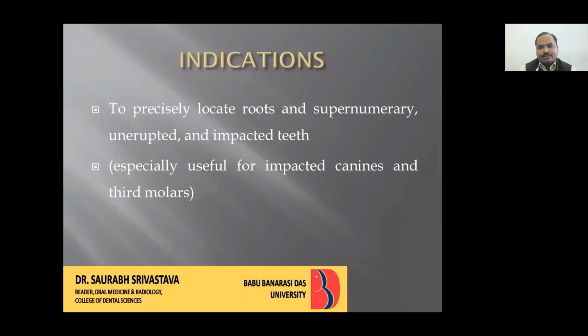Now the indications. First, it is indicated to precisely locate the roots and the supernumerary, unerupted and impacted teeth which are not visible on the periapical film. For instance, if an impacted canine or third molar is present in the bone, higher than or at a level in the apical one-third of the adjacent teeth, it will not be visible totally in our IOPA film. So an occlusal film is needed in that case.